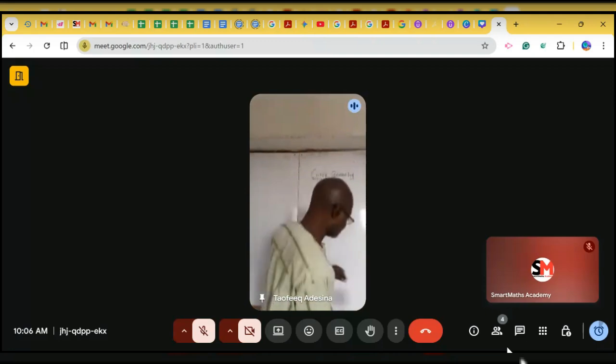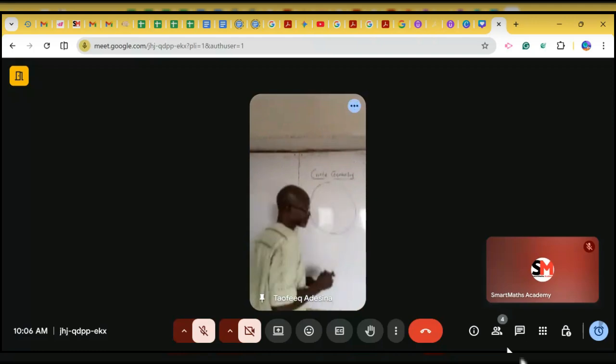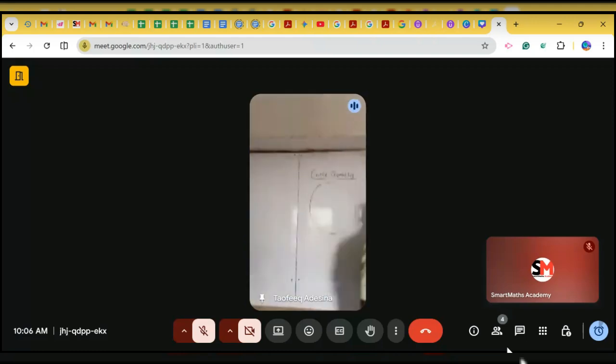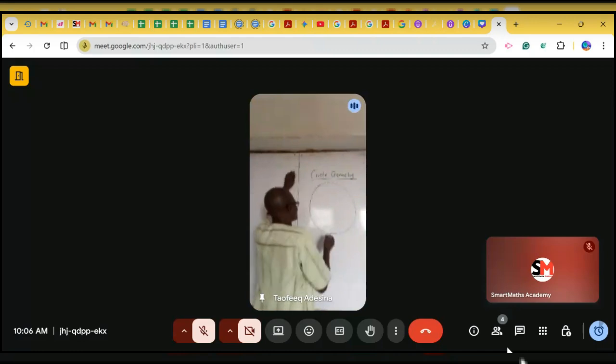Firstly, we'll start like this by first identifying parts of a circle. Sorry, my circle is not that perfect. Let us just assume it's a perfect circle. We should be able to identify. Also look at this line.